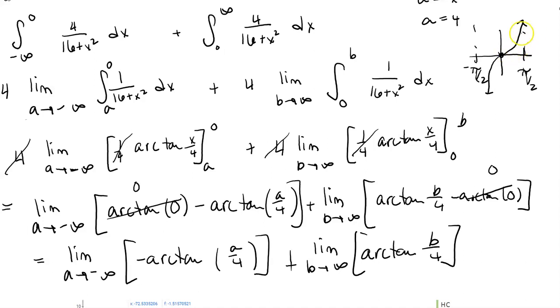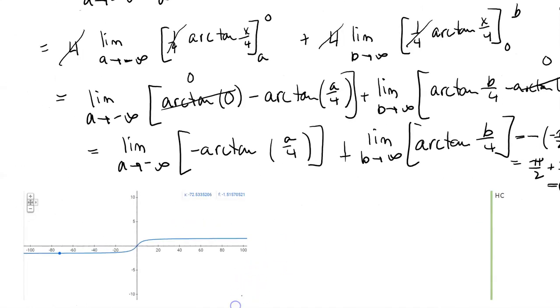And on the other side, as the y value is approaching positive infinity, you can see that the angle is approaching positive pi over 2. So we're going to have the negative pi over 2 plus the positive pi over 2, which is pi over 2 plus pi over 2, or pi. So this one converges to pi.